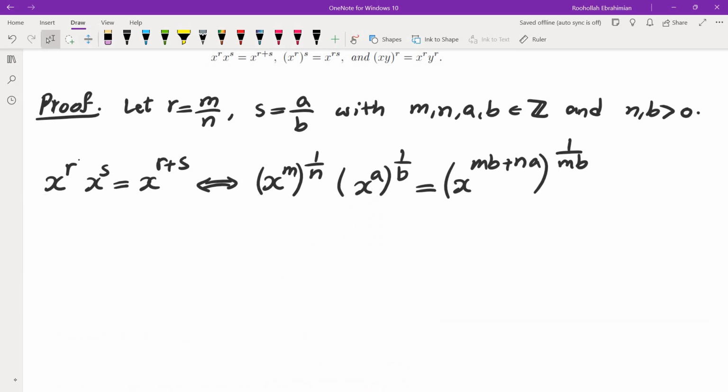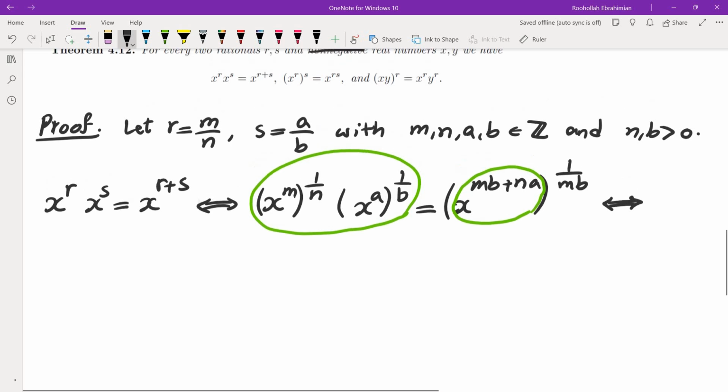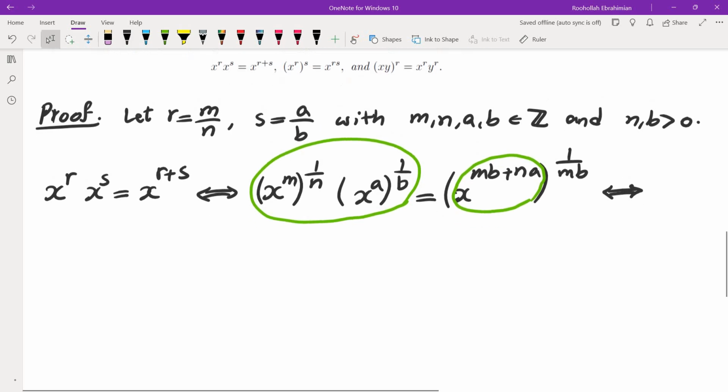So all I did was use the definition of x to the power of r, the definition of x to the power of s, and the definition of x to the power of r plus s. These two are the same if and only if this is the same as this raised to the power of mb. Because raising to the power of mb is a one-to-one function, I can raise both sides to the power of mb.